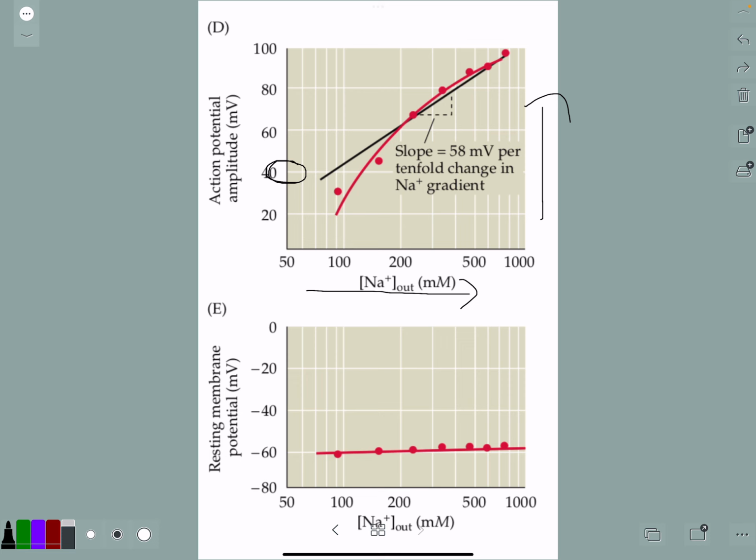And again, it's approaching this linear line with a slope of 58, which mirrors our constant, suggesting that it's primarily sodium that is driving the potential during an action potential. The fact that it's curved, especially at lower concentrations of sodium, suggests that there are other ions in play that affect it a little bit, but sodium's clearly driving it here.